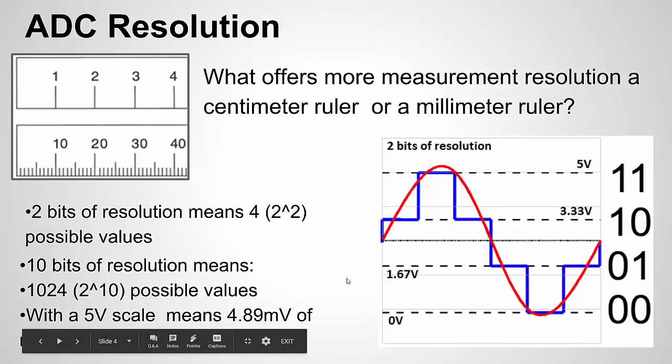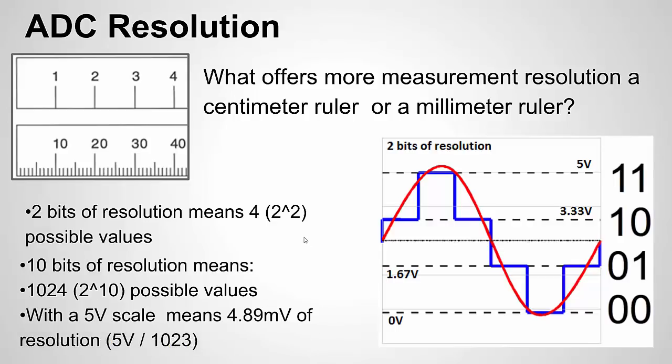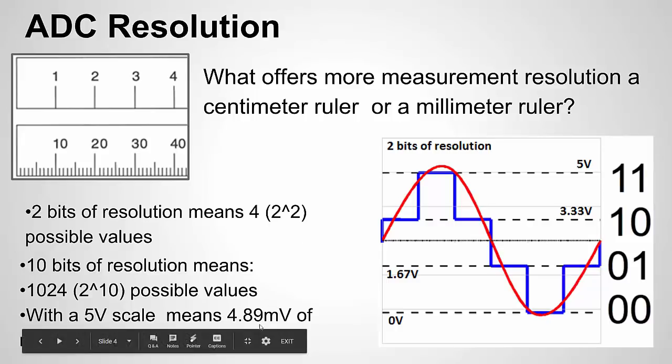Now, it's important to note, we don't use 1024 values because one of those values is 0. So we would divide 5 volts by 1023, and that gives us about 5 millivolts. So that's our ability to resolve a signal based on the ADC's range and resolution.